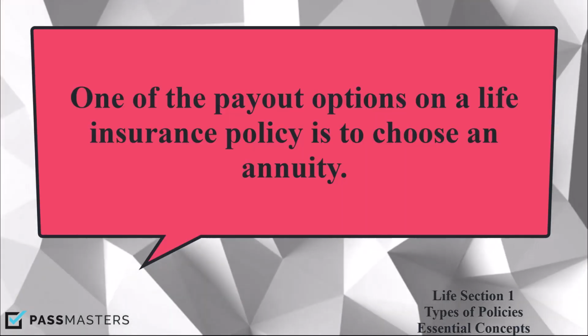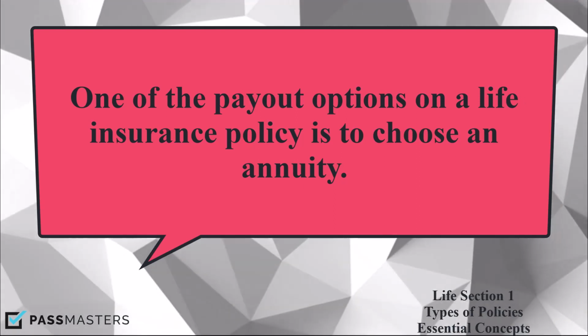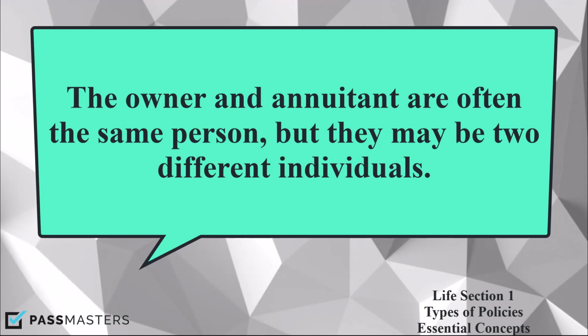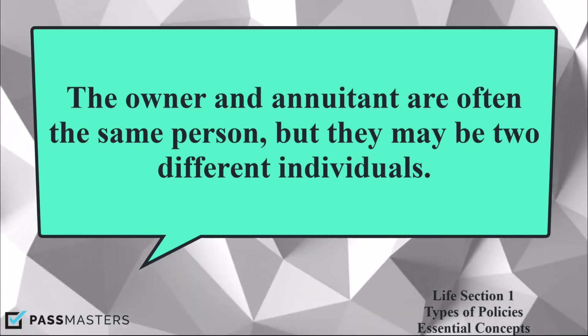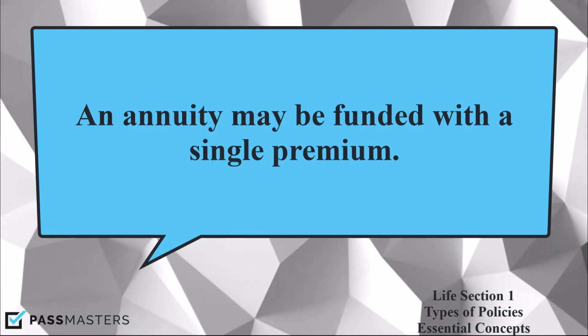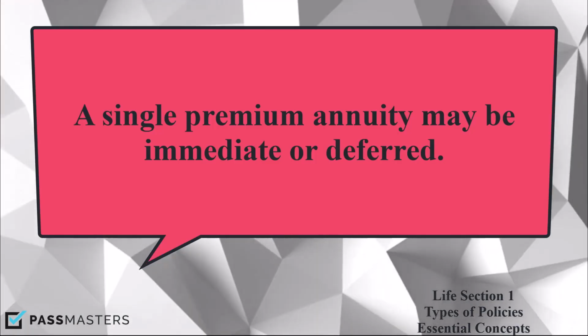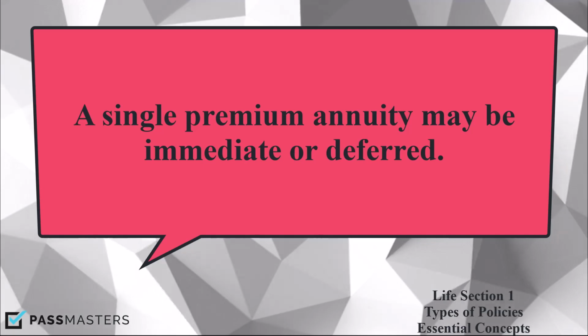One of the payout options on a life insurance policy is to choose an annuity. The owner and annuitant are often the same person, but they may be two different individuals. An annuity may be funded with a single premium. A single premium annuity may be immediate or deferred.